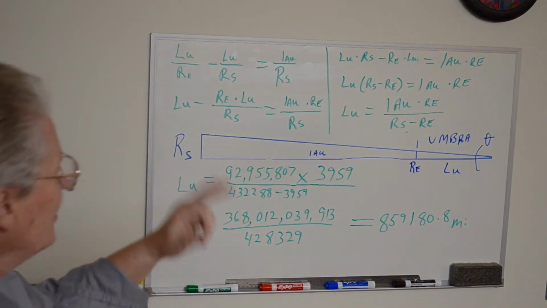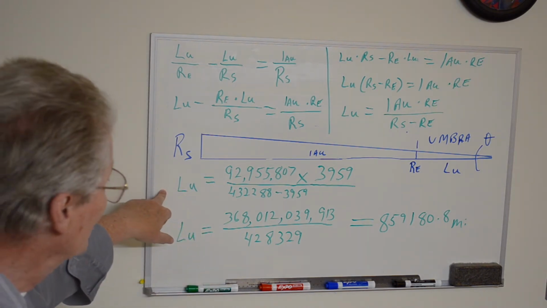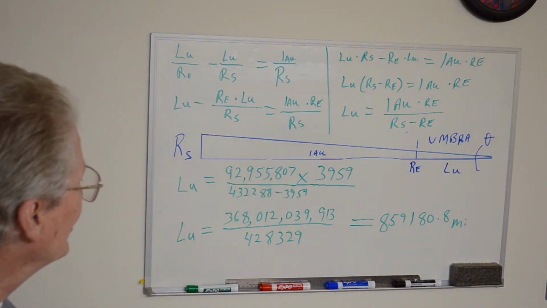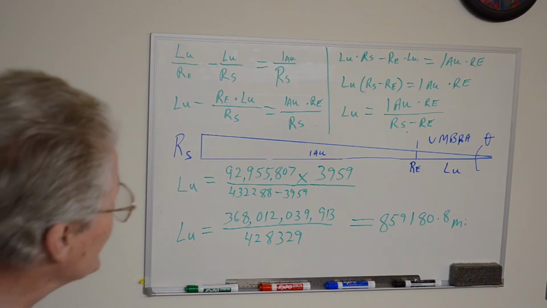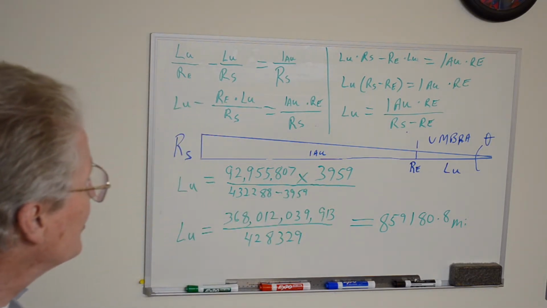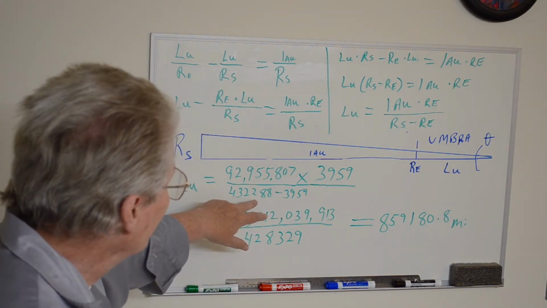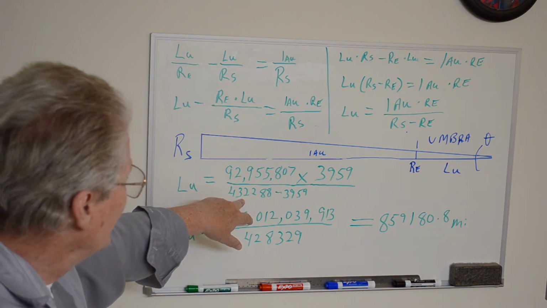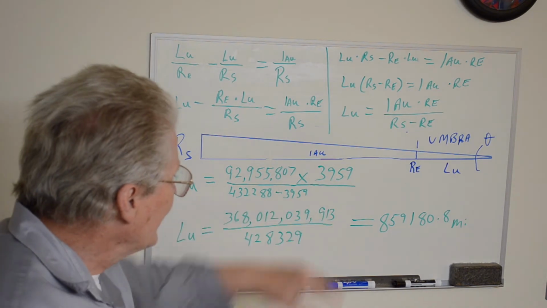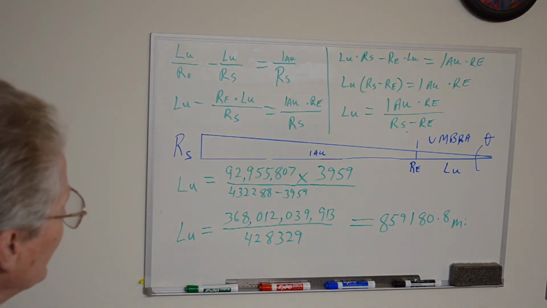Now we move down here, and we can actually start filling in values to solve for LU. The value of 1 AU is 92,955,807 miles, and we're going to multiply that times the radius of the Earth, which is 3,959 miles, and then we're going to divide that by the radius of the Sun, which is 432,288 miles, minus the radius of the Earth, which is 3,959 miles.